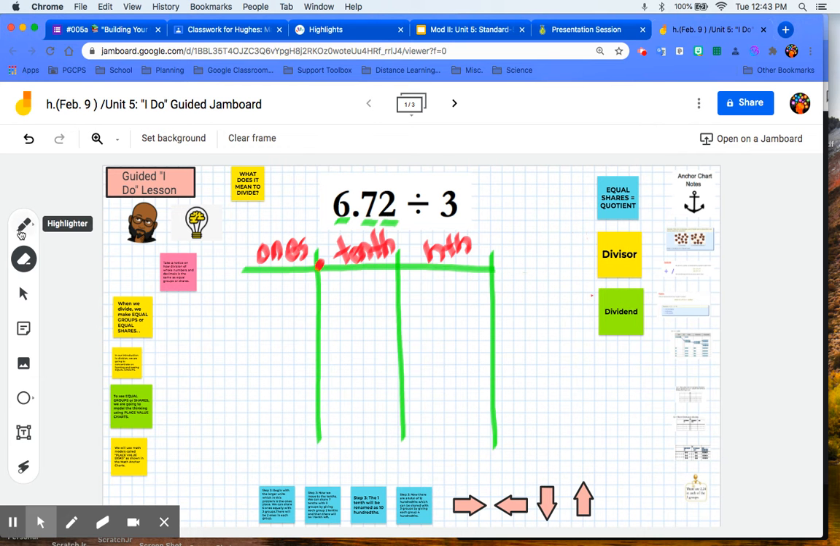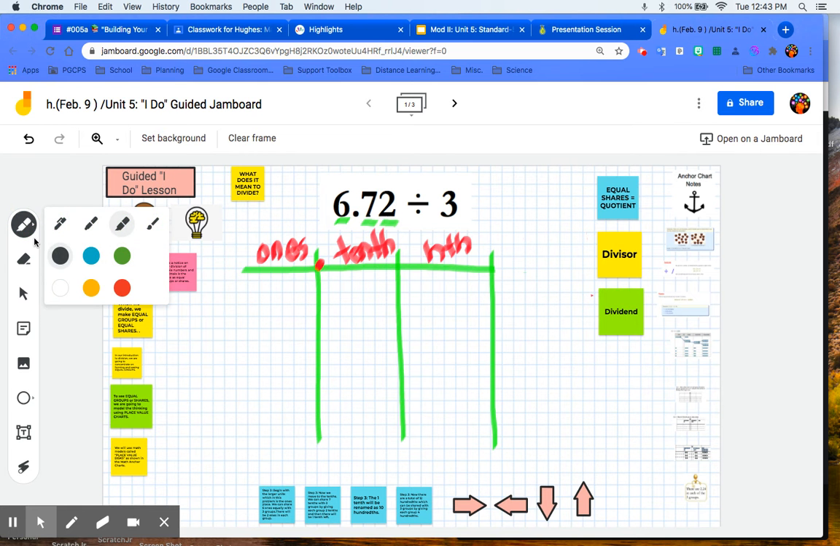Now, what makes using place value so cool is I use what's called, and you're going to hear me say this, either place value tallies or dots, place value dots. So let me look at my dividend. How many ones do I have? I have 6 ones. I show them. 1, 2, 3, 4, 5, 6.